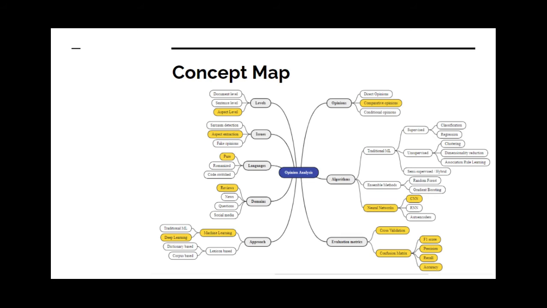Okay, so this is a concept map I've composed. Most of these categorizations are based on existing literature. Opinion analysis is the same as sentiment analysis. There are three different levels you can perform sentiment analysis at, of which I choose aspect level. And there are three different kinds of opinions, from which I've chosen comparative opinions here. And the issue is aspect extraction.